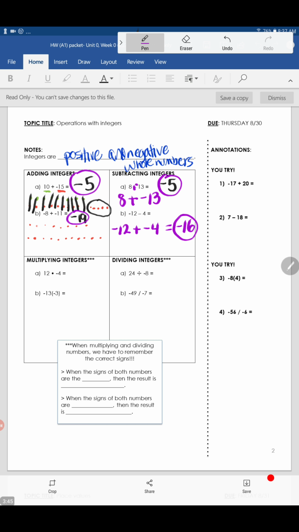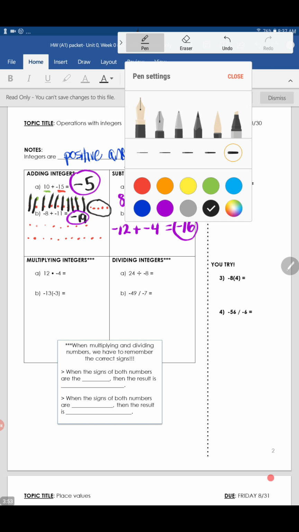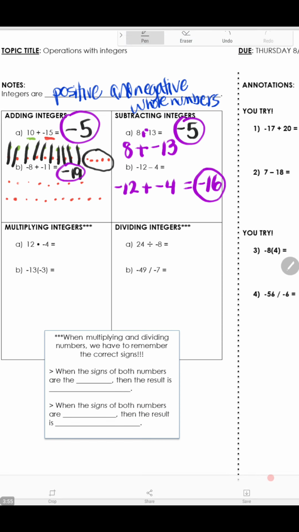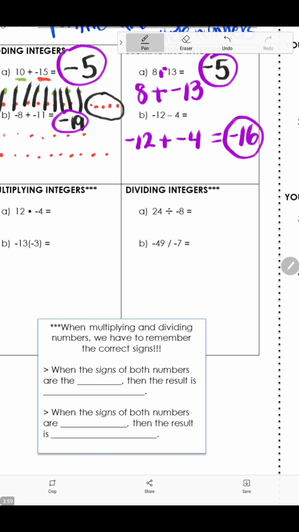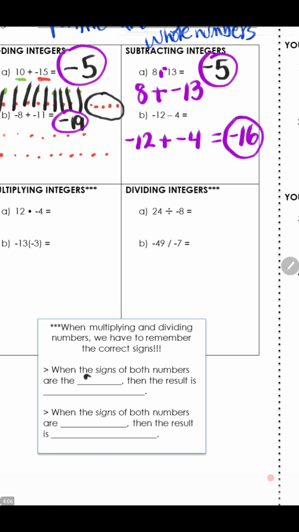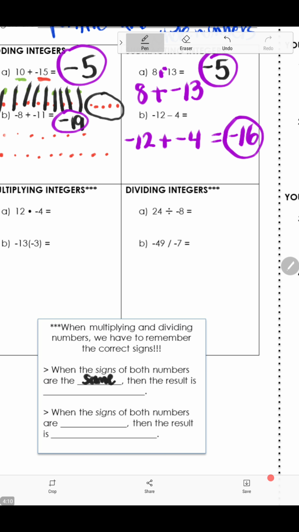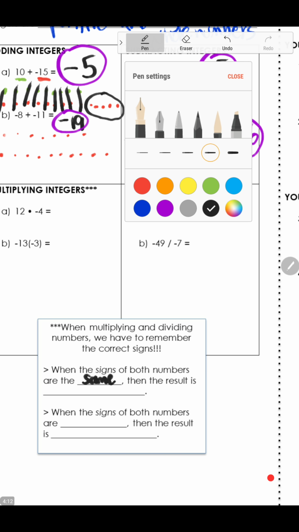All right, next we're going to talk about multiplying integers. Okay, so there's a strategy we need to remember when we talk about multiplying, and that's the notes that we're going to take down here. I'm going to zoom in. When multiplying and dividing numbers, we have to remember the correct sign. So, if both numbers we're multiplying are the same sign, so they're both positive or they're both negative, okay, then the result is positive.